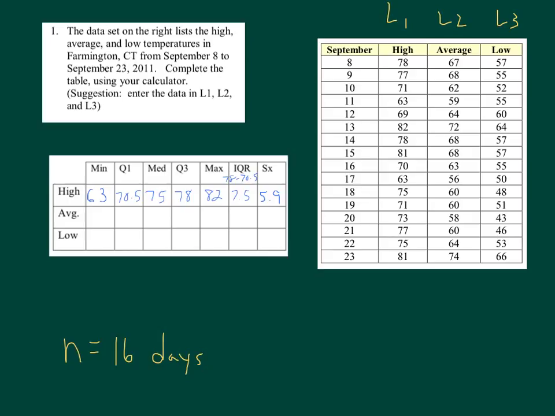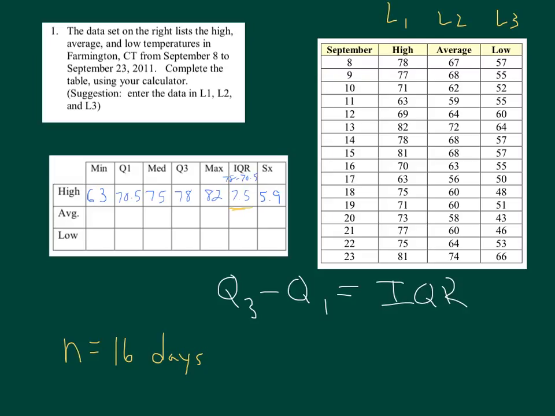Okay, so here we have it. I have a minimum of 63, quartile 1, 70.5, and so on. And then we get to IQR. Again, IQR is quartile 3 minus quartile 1, right? Big number minus small number equals your interquartile range. So that has a range of 7.5 degrees, right? Because all of these temperatures are in degrees.